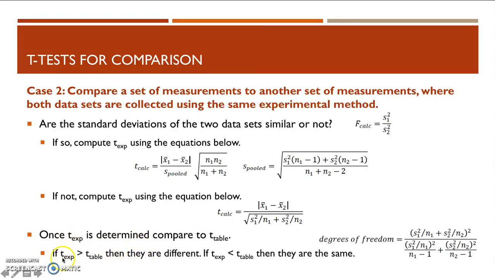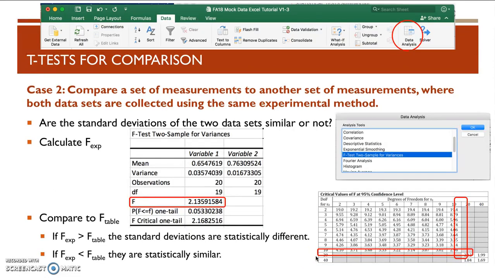If your calculated value or your experimental value is greater than the table value, then they're different. If your experimental value is less than the table value, then they are the same. That is the same rule for every statistical comparison that you would do. So let's walk through this.